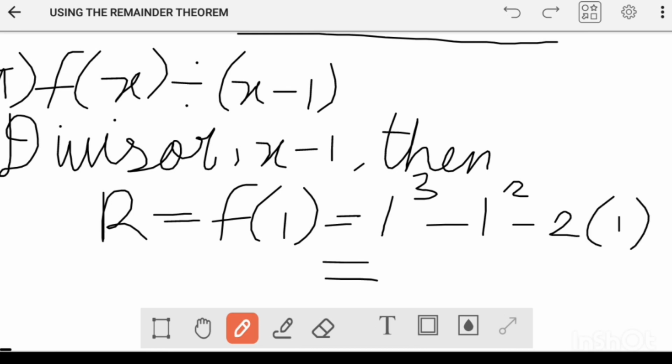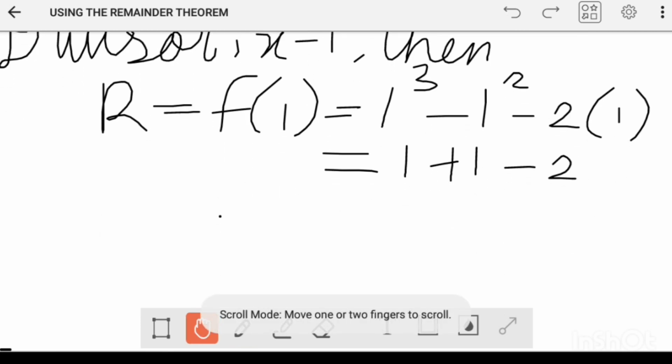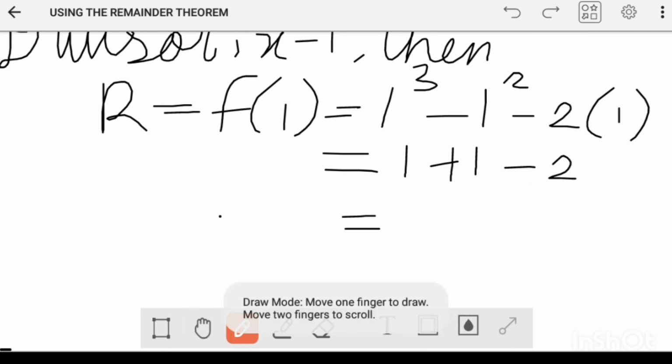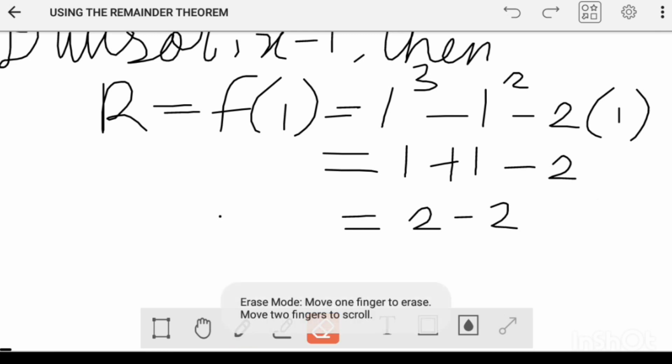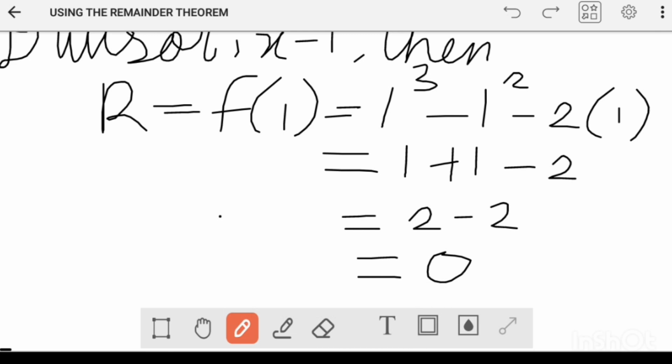So here 1 raised to power 3 is 1, minus 1 raised to power 2 becomes plus 1, and minus 2 times 1 is minus 2. So when we add and subtract, 1 plus 1 is 2, minus 2, so this is equal to 0. So we got 0 here. Let me just write it under here. Here we have 0. So this is the first one.